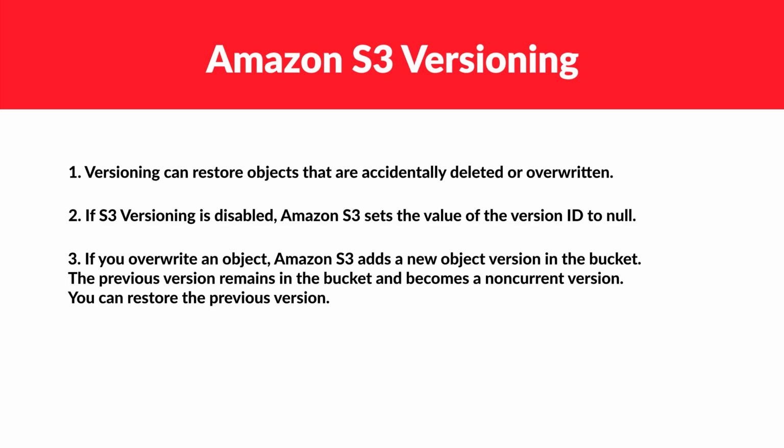So that's what versioning is meant for. Let's go through some of the theory. Why do we need versioning? Versioning is mainly used if we have accidentally deleted something, or it's been overwritten by someone, or we need to roll back to the previous version. This is the primary use of versioning. If versioning is disabled, the version ID is set to null. We'll see this in hands-on in a couple of minutes. Another important thing is that if you override an object, S3 adds a new version to the bucket. We'll see this in hands-on.